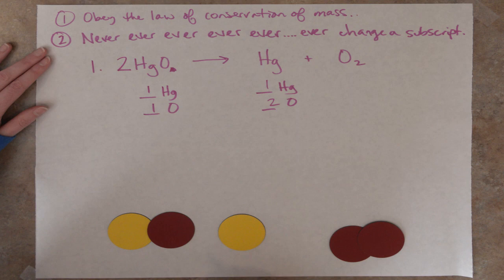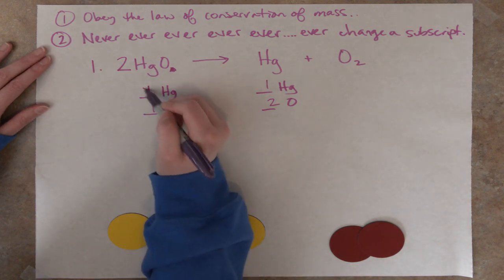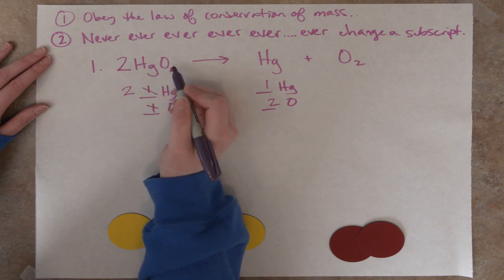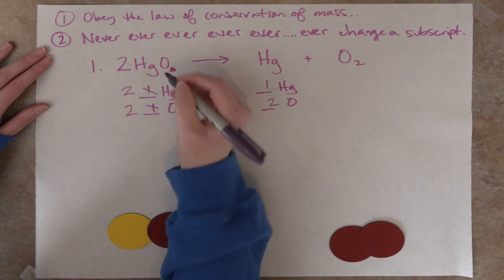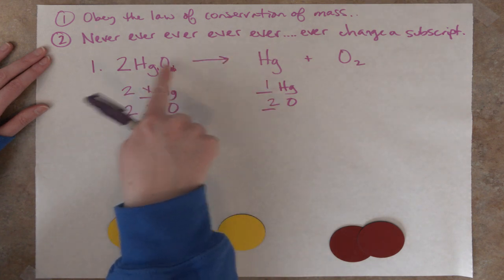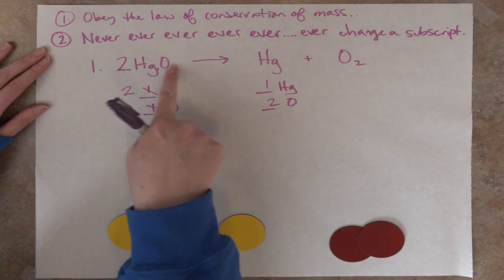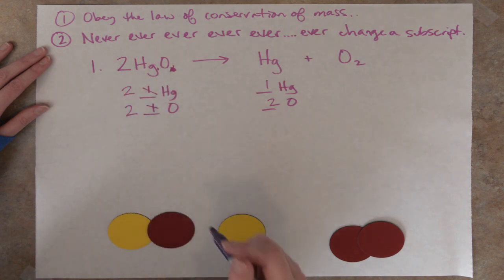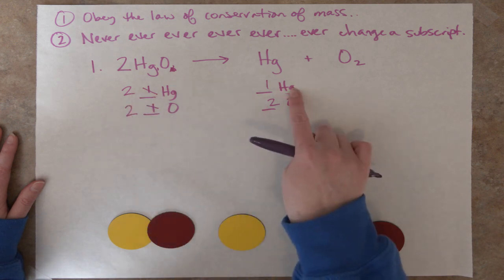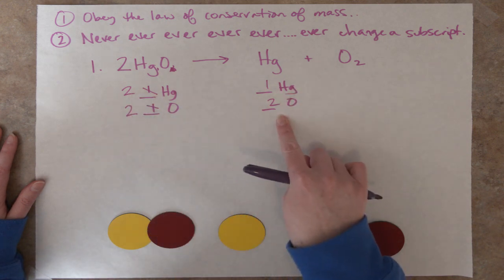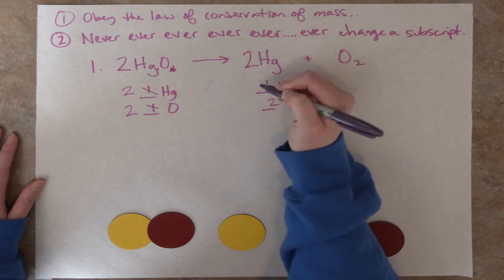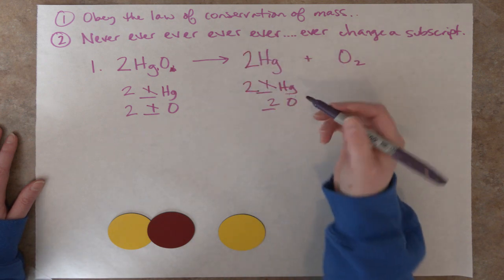And when you do that, it changes both of the atom types that we've got. I now have 2 mercuries and I have 2 oxygens. If it is helpful to remember that there are invisible 1 subscripts and that your coefficient is multiplying them, go ahead and sketch them in, but try to avoid that as much as possible. So now, my mercuries don't match and my oxygens do. So instead of adding a subscript, remember to add a coefficient and make it match.